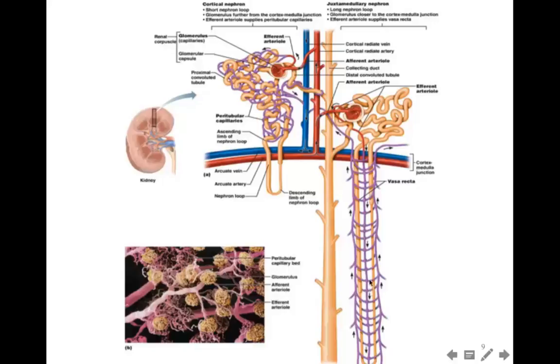Vasa recta is a U-shaped pretubular capillary that descends in the medulla with the juxtamedullary nephron and ascends in the renal cortex. As you can see, it's a relatively long capillary, so there will be a resistance of blood flow in the medulla. In other words, the flow rate of blood in the medulla is going to be very low. It has a great role in urine concentration, as we're going to discuss later.